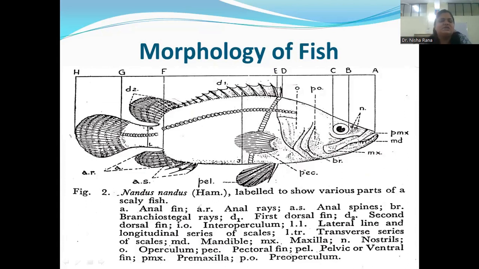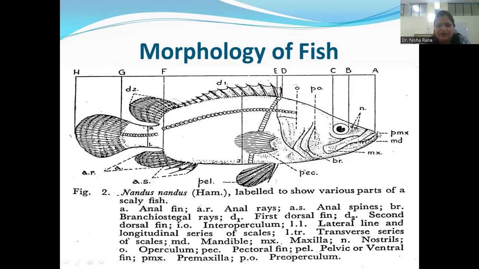The fish name is Nandus nandus. Nandus is the genus and also the species. The Ham. denotes that the fish was described by the scientist Hamilton. This is a scaly fish. Although all scales are not marked on the skin, these are the various types of fins, and the labeling from A to H shows various morphometrical features.